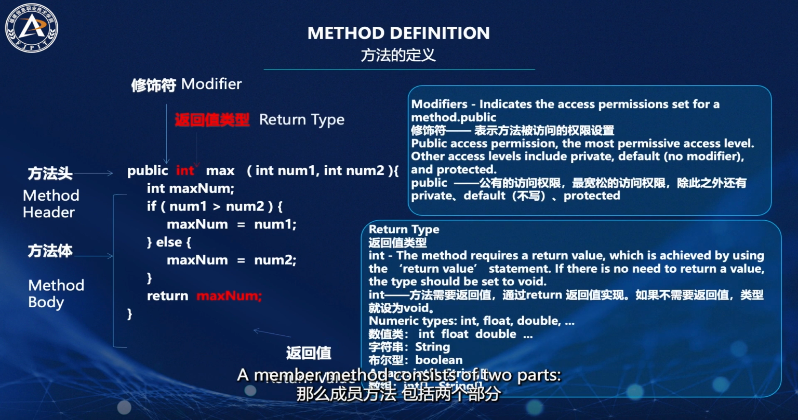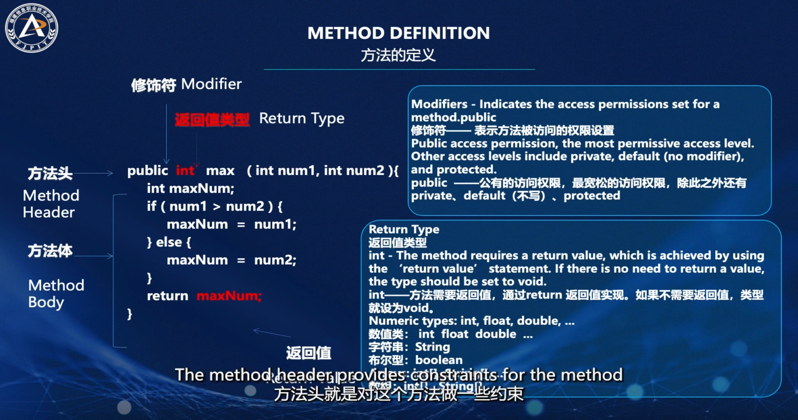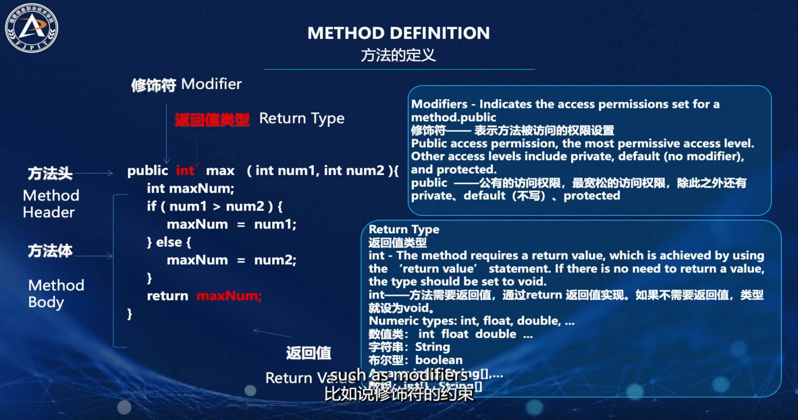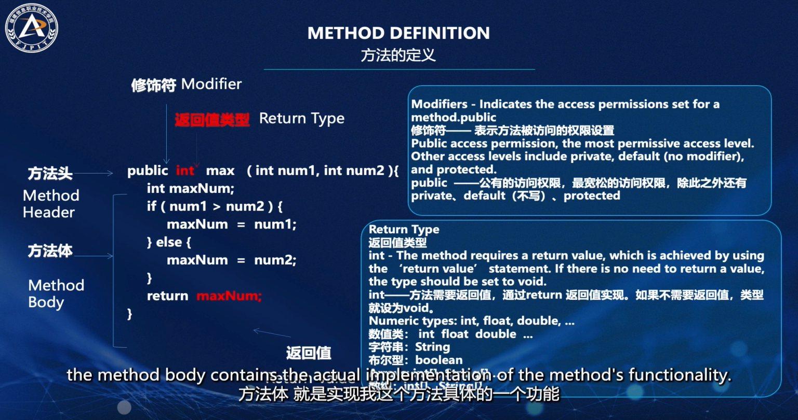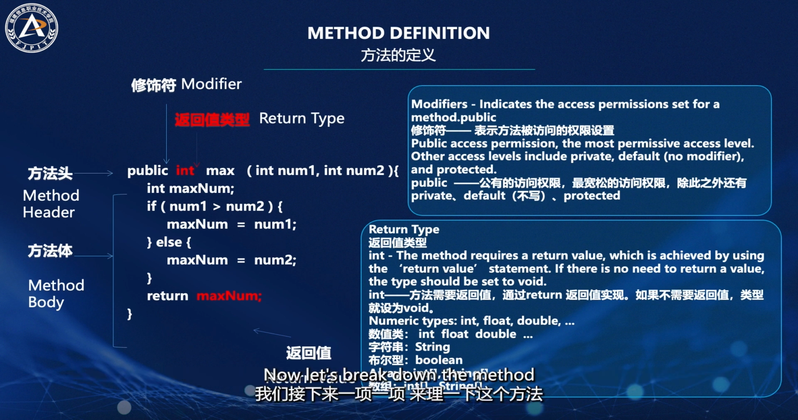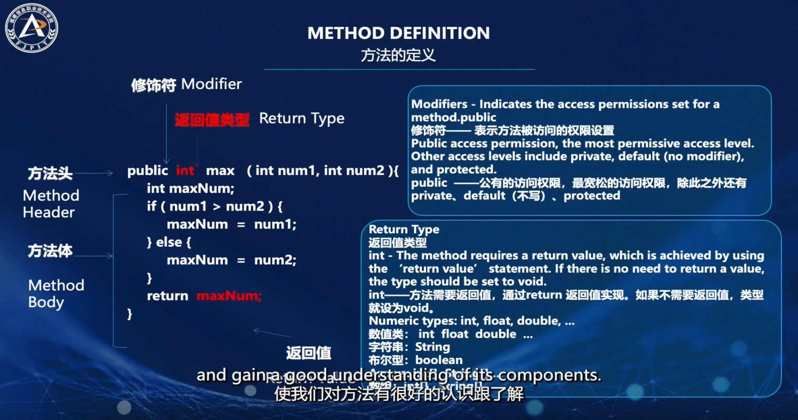A member method consists of two parts: the method header and the method body. The method header provides constraints for the method, such as modifiers, whether it has a return value, and whether it requires parameters. On the other hand, the method body contains the actual implementation of the method's functionality. Now, let's break down the method and gain a good understanding of its components.